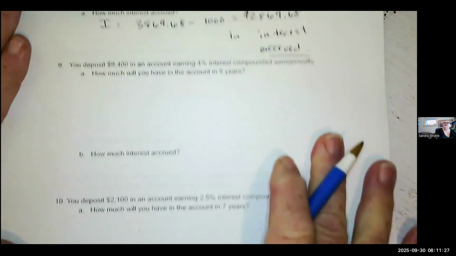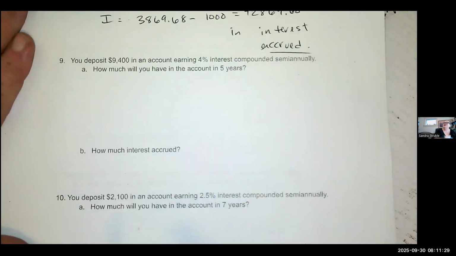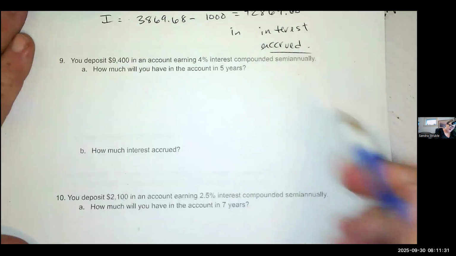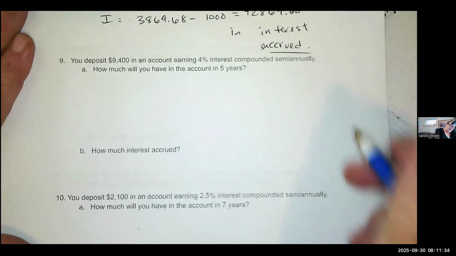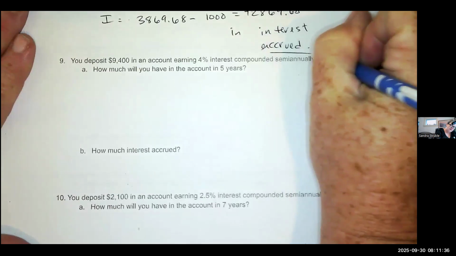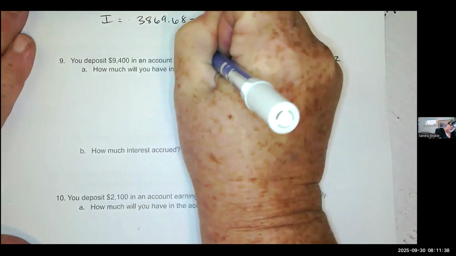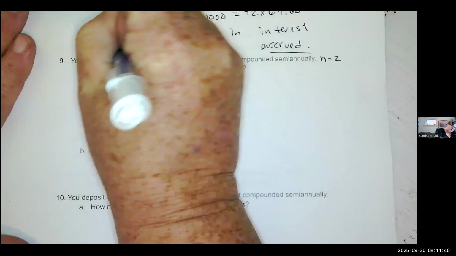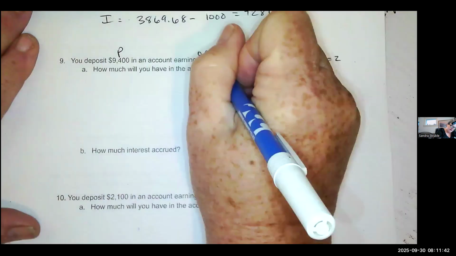Okay. I'm going to do the next one, then I want you to do one. You deposit $9,400 in an account earning 4% interest compounded semi-annually. This means N is equal to 2. The percent is 0.04, and this is my P. How much will you have in the account in 5 years?